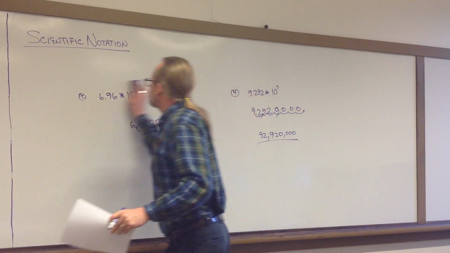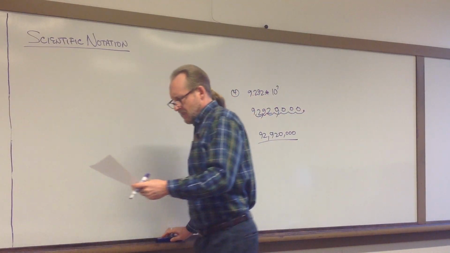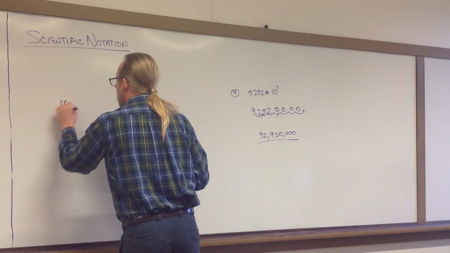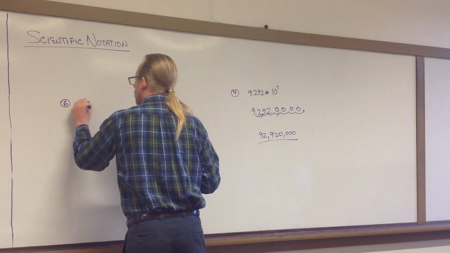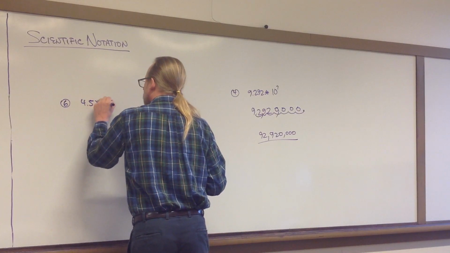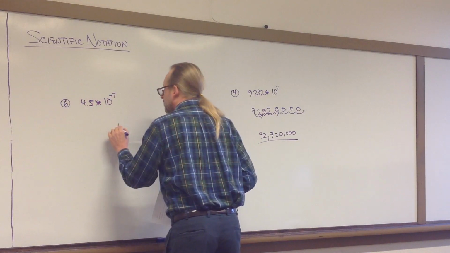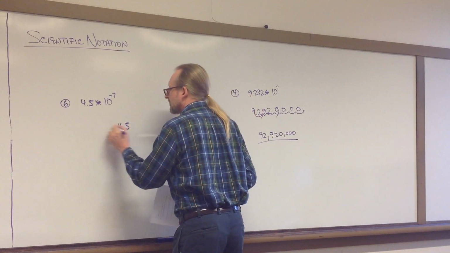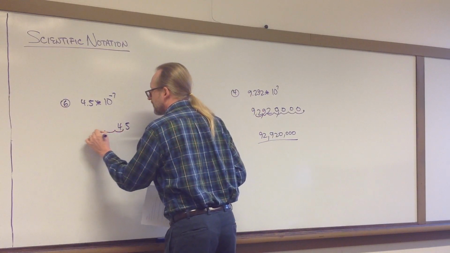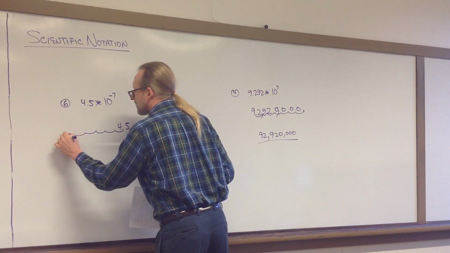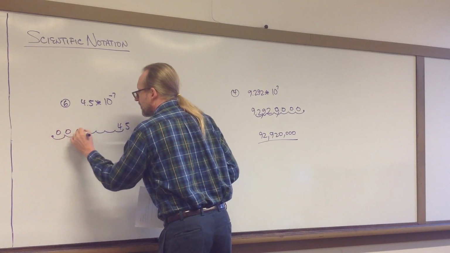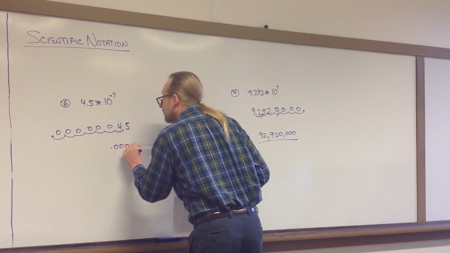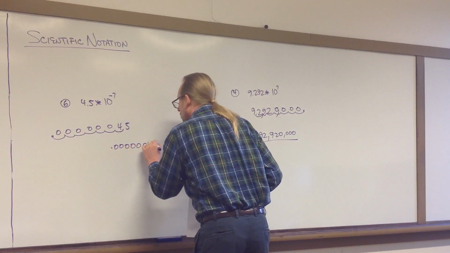And then in problem 6, we have a negative power of 10 here. 4.5 times 10 to the negative 7th power. So the negative exponent takes us 7 places to the left. 1, 2, 3, 4, 5, 6, 7. Fill in those zeros, and there it is. 0.00000045.